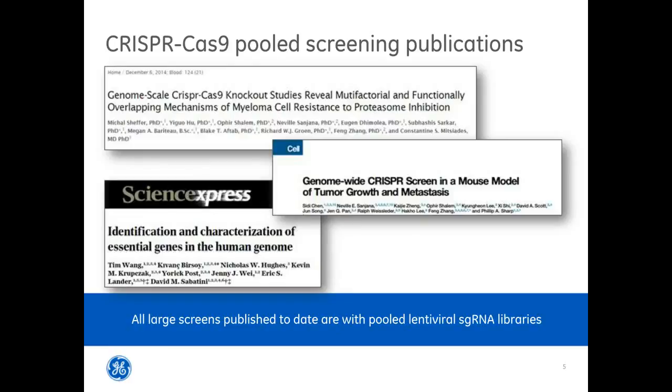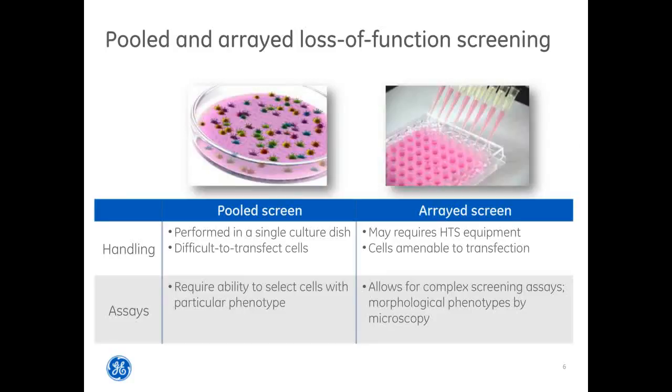Now, even though the CRISPR Cas9 tools are only a few years old, there have already been numerous screening publications, including whole genome screens. But to date, all of these studies have utilized lentiviral single guide RNA pools as opposed to today's topic of arrayed CRISPR RNA libraries. Now, I'm not going to do a deep dive into the differences between pooled and arrayed screens. Much like choosing between RNAi and CRISPR, the choice between pooled and arrayed screening may depend on tools you already have at your disposal, the experimental system you're using, and the biological question you're asking.